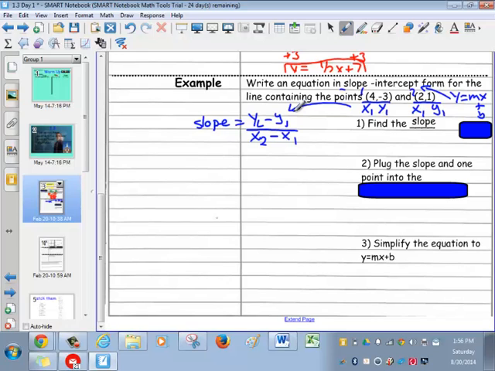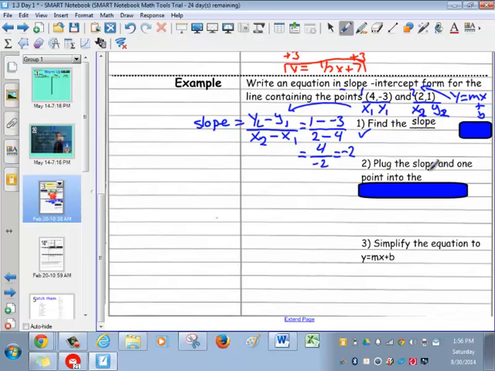So y2 minus y1. Oh, I'm sorry, this is y2. That's y2. Ridiculous. y2 minus y1. Well, y2 is 1 minus y1 is negative 3. And then x2 is 2 minus x1 is 4. Now, if we simplify the top first, 1 minus negative 3 is like 1 plus 3. 1 plus 3 is 4. 2 minus 4 on the bottom gives you negative 2, so our slope is negative 2. So step 1, check. We found the slope. It's negative 2.